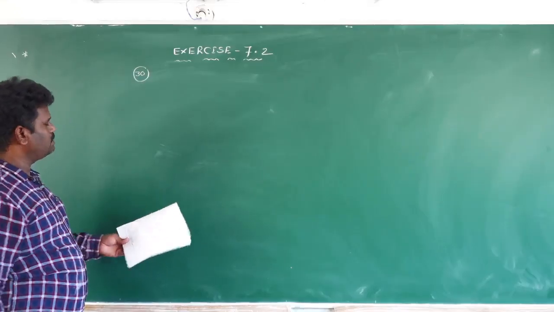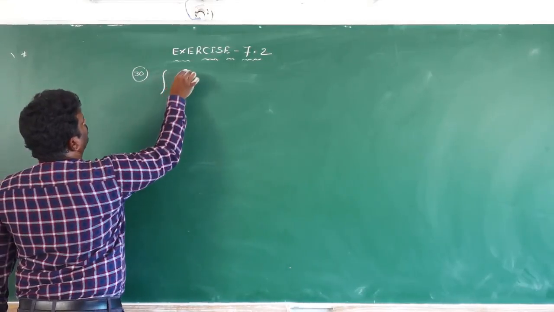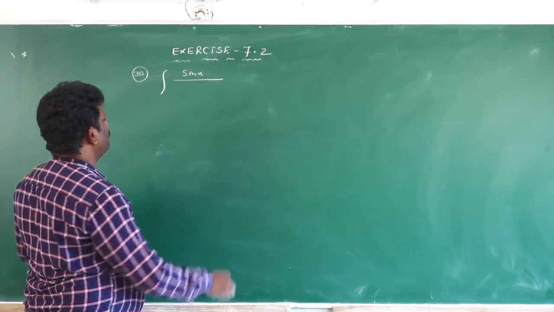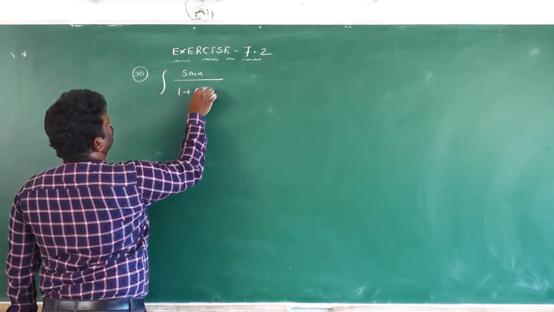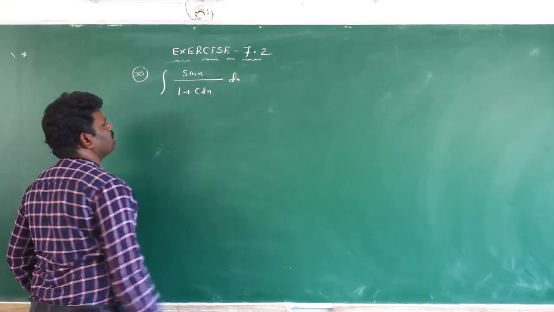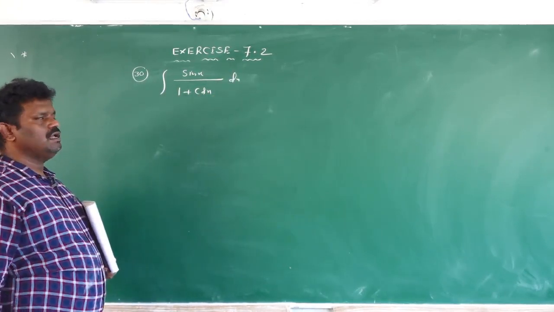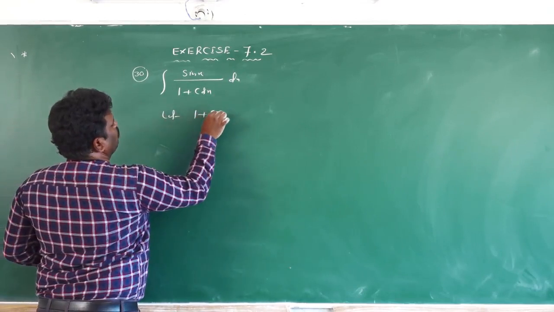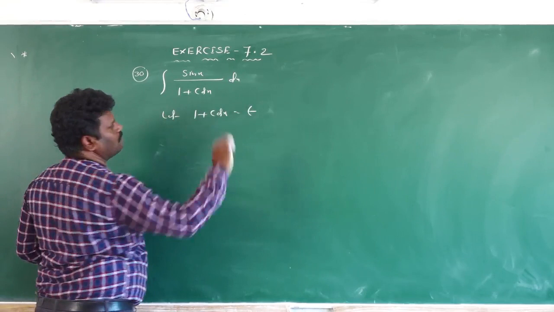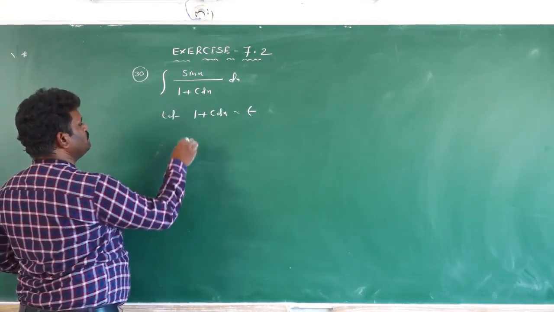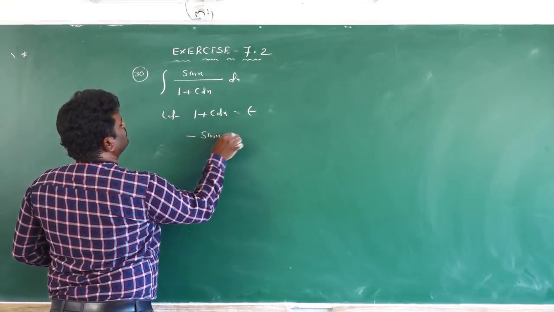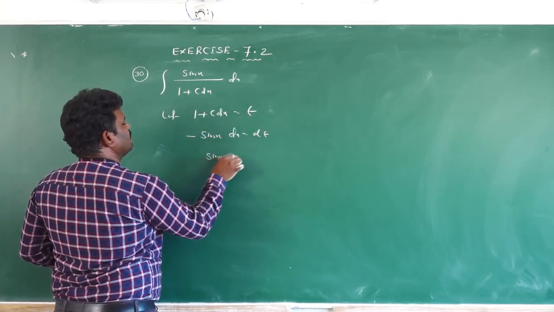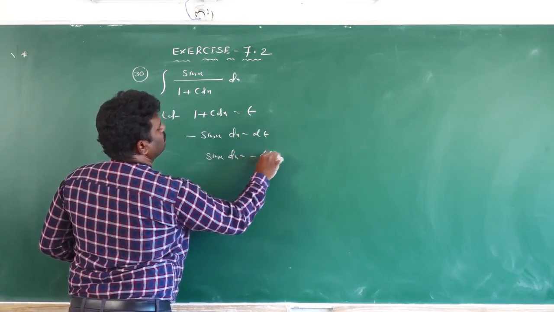Okay. Integral sin x by 1 plus cos x, sin x by 1 plus cos x. Now here substitution, if you take the substitution, let 1 plus cos x is equal to t. Now what is the derivative of this function? Minus sin x dx is equal to dt. So sin x dx is equal to minus dt.